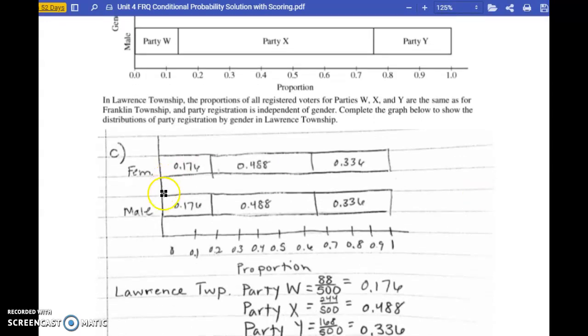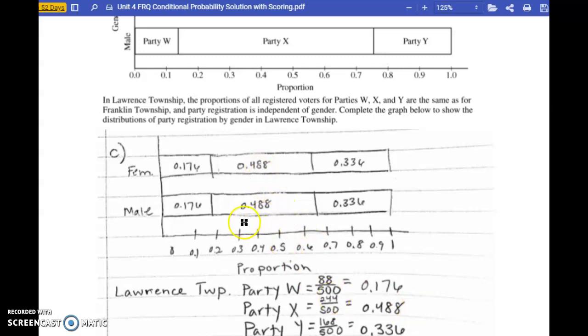my bars, this 0.176 for both, that came from doing the 88 total divided by 500, the total of all voters, because the proportions are the same. It doesn't matter about the people in the town or in the township. It's that proportion has to be the same. So for males and females in Lawrence Township, the proportion who favor party W is 88 over 500 or 0.176. So that's the first segment in both of my bars. And then same with X and Y. So for party X, 244 over 500 gave me 0.488 for males and females.